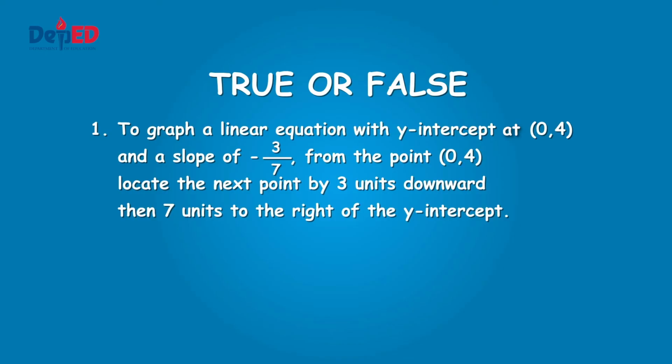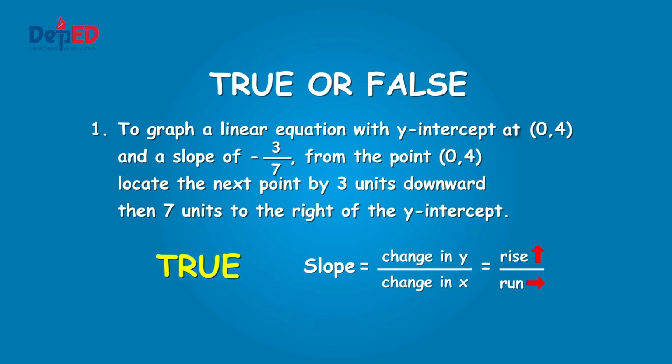True or false? To graph a linear equation with y-intercept at (0, 4) and the slope -3/7, we locate the next point by moving 3 units downward, then 7 units to the right of the y-intercept. This is true. The slope is the change in y over the change in x, or the rise over run. Therefore, we have the horizontal change in distance, then we proceed to the vertical change in distance.